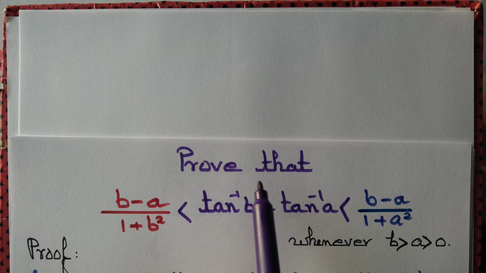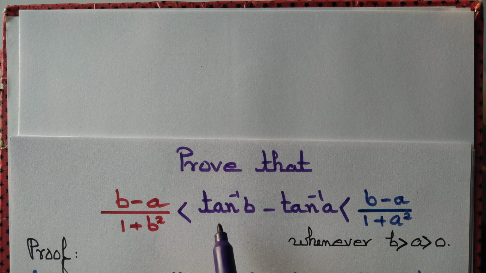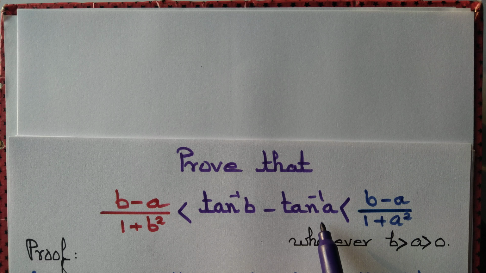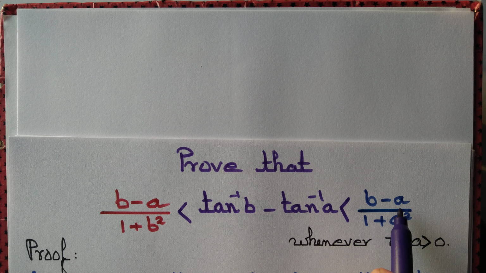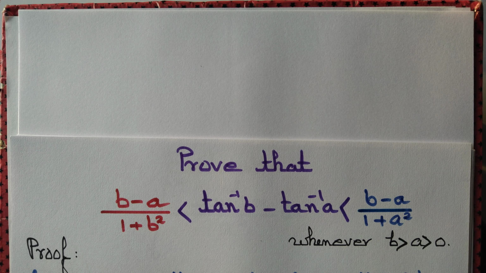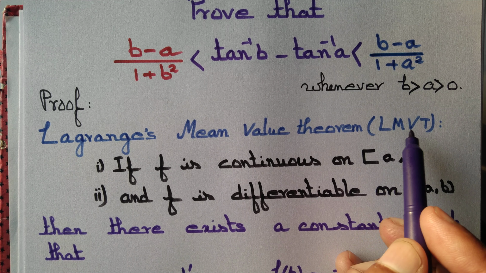In this video, we prove that (b minus a) by (1 plus b square) is less than tan inverse of b minus tan inverse of a, which is further less than (b minus a) by (1 plus a square), whenever b is greater than a and a is greater than 0. We'll be applying Lagrange mean value theorem, or in short LMVT.